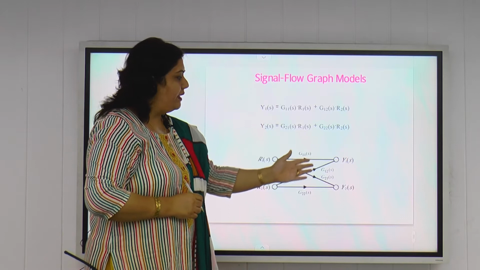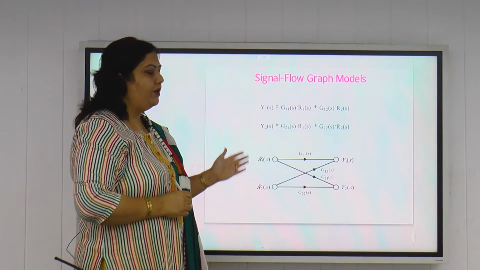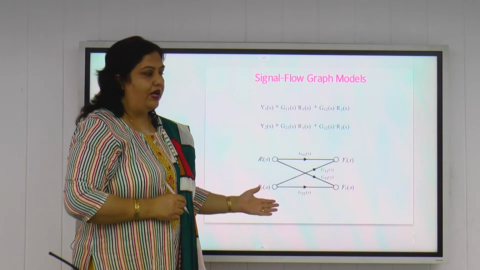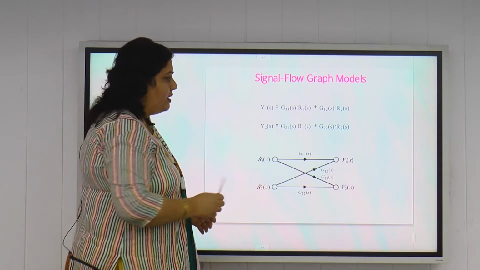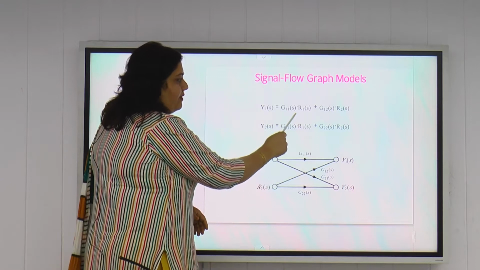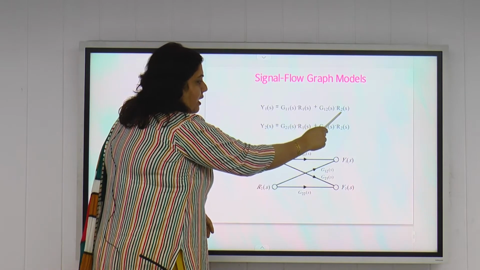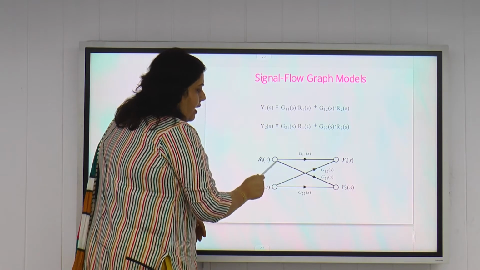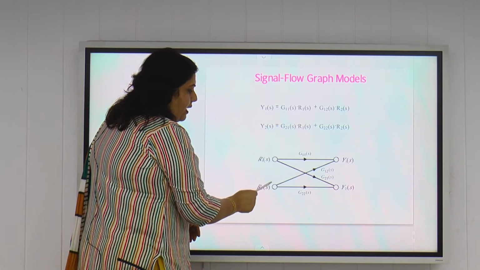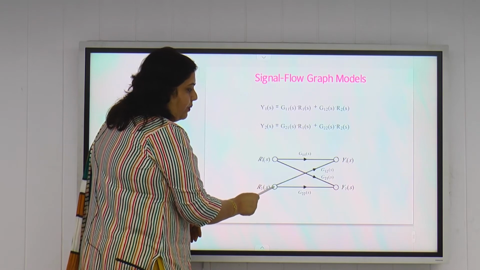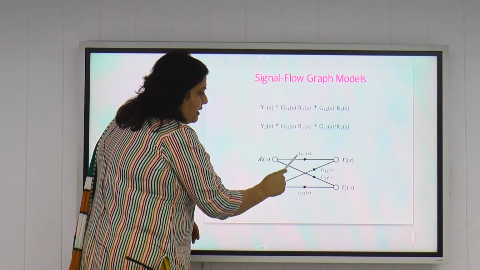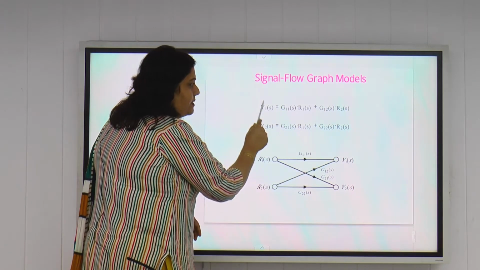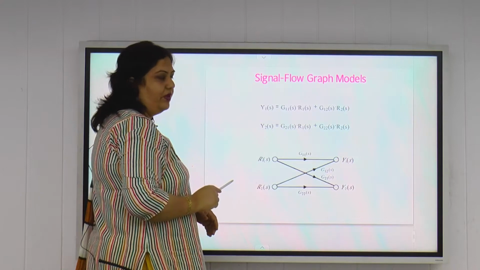So how are these Y1 and Y2 related with R1 and R2, by using these equations, and how can they be represented by the signal flow graph model? This is shown in this slide. As you can see here, Y1 is G11(s) R1(s) plus G12 R2(s). So Y1(s) is represented by a node, Y2(s) is represented by a node, R1(s) input is represented by a node, and R2(s) input is represented by a node. So Y1(s) is equal to R1(s) into G11(s) plus R2(s) into G12(s). This is how we can represent these equations by signal flow graph models.